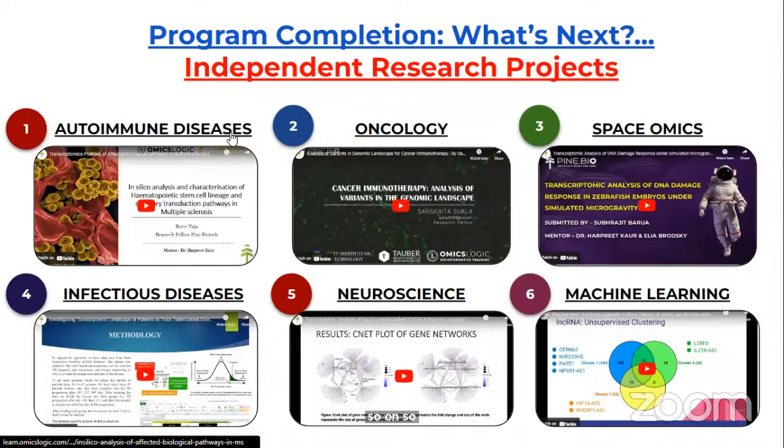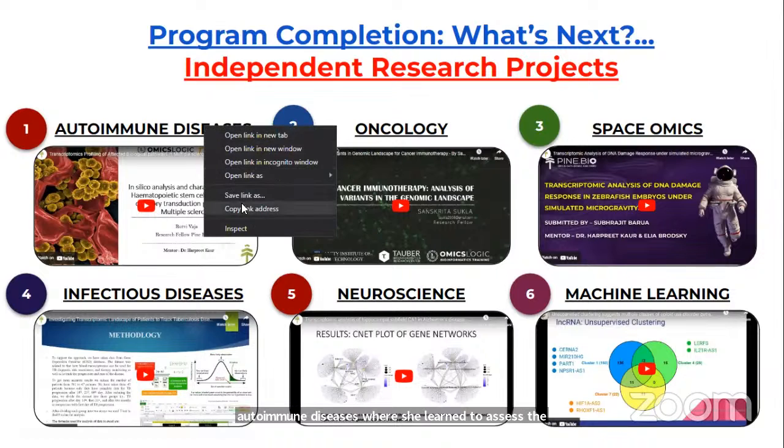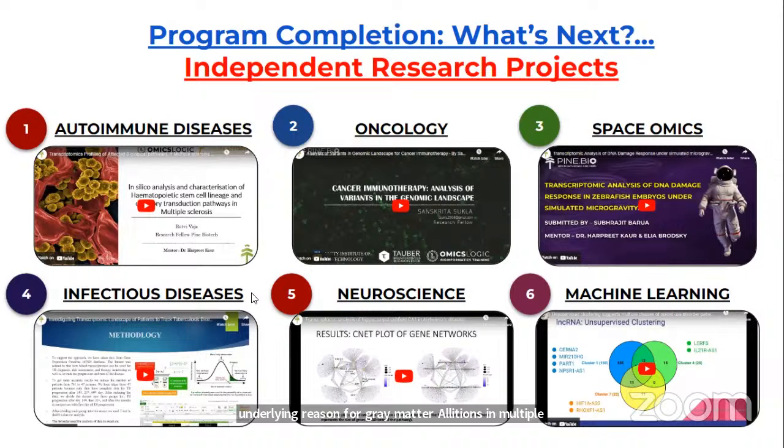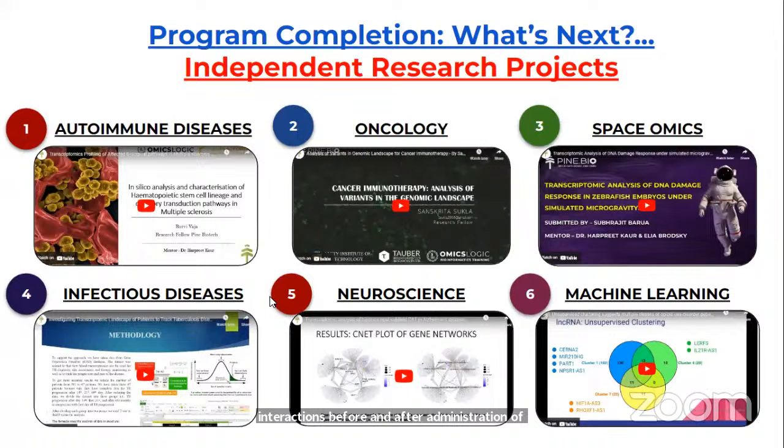So one of the research projects that was carried out by a student was in autoimmune diseases, where she learned to assess the underlying reason for gray matter lesions in multiple sclerosis patients. And in the chat, I'm pasting the link to her project so that the participants can take a look at it. We'll be coming back to this project in the next slide, so keep a note of that. And then another interesting research project was done on oncology, where the participant aimed to analyze novel biochemical interactions before and after administration of drug in cancer patients. And you can have a look into that as well in the chat.